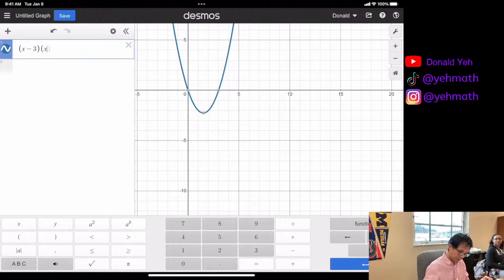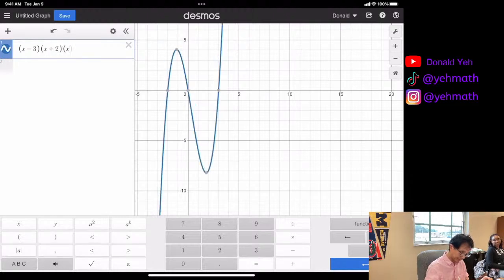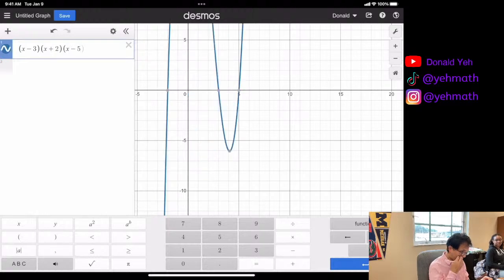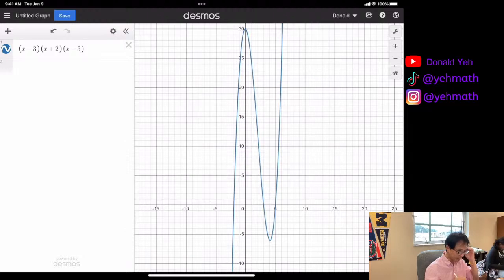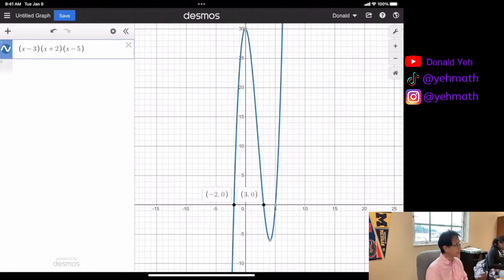x plus 2, x minus 5. So it's greater than 0. So I'm looking for where the graph is what? The graph is positive. It's above the x-axis. Does that make sense? So that means from -2 to 3.